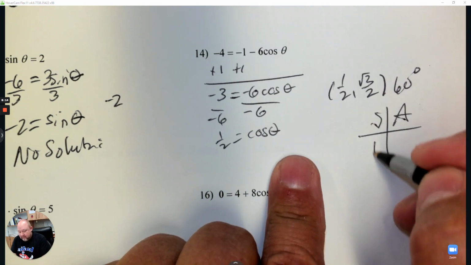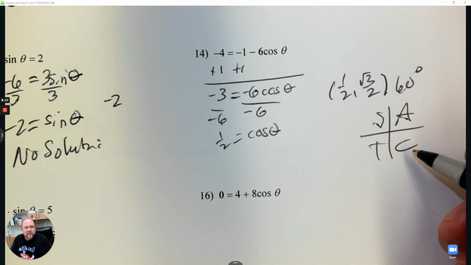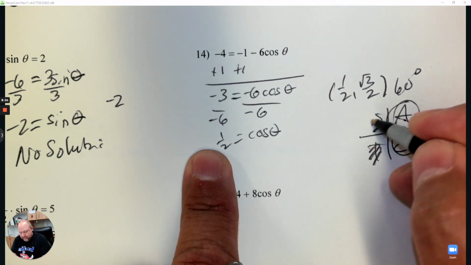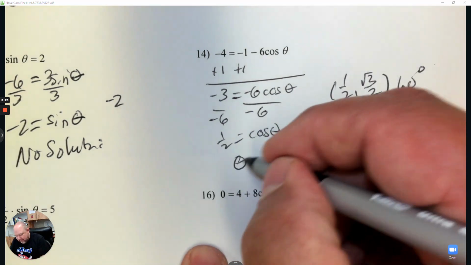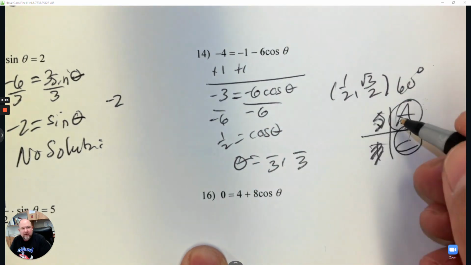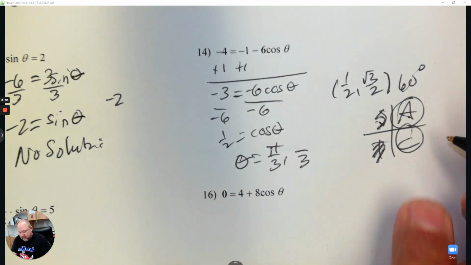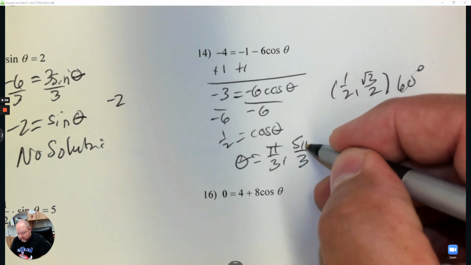Which quadrant are we in? So cosine is positive. So we're in quadrants 1 and 4. I know the answer has 3 in the denominator for a 60-degree reference angle. That's pi over 3. And then this is, what is that? 5 pi over 3. Done.